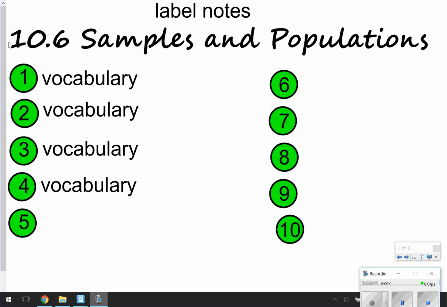Today we'll be talking about Lesson 10.6, Samples and Populations. There will be 10 things that you'll be writing down for your notes today. The first 4 things are just vocabulary terms, so you probably want to leave a little space for those, but 5 through 10 you're just answering simple questions about surveys and samples, making sure if it's biased or unbiased.